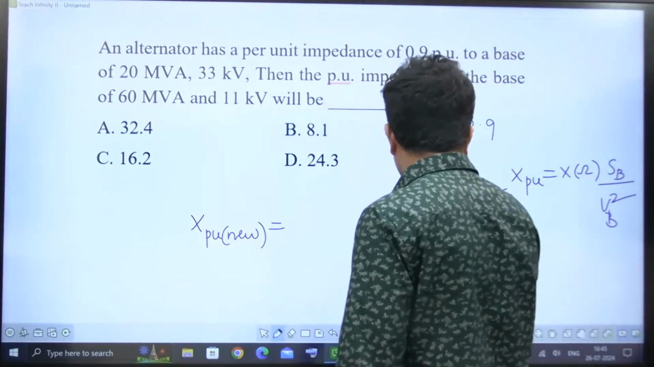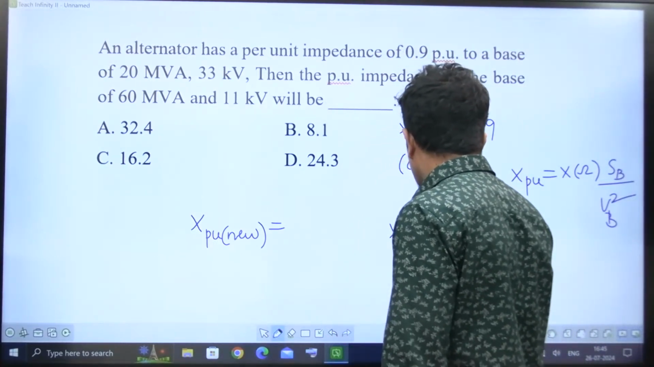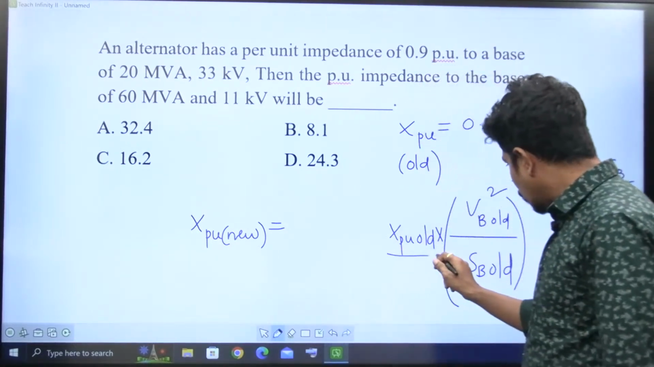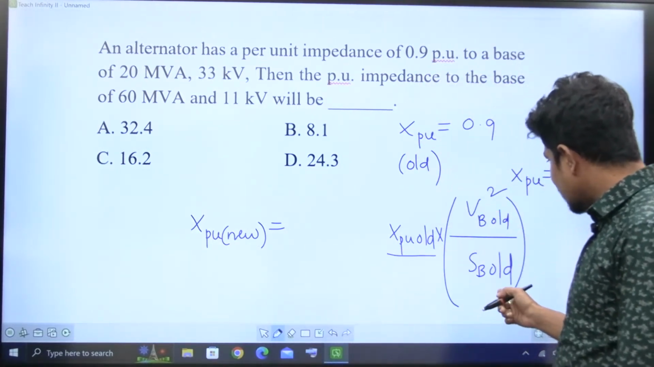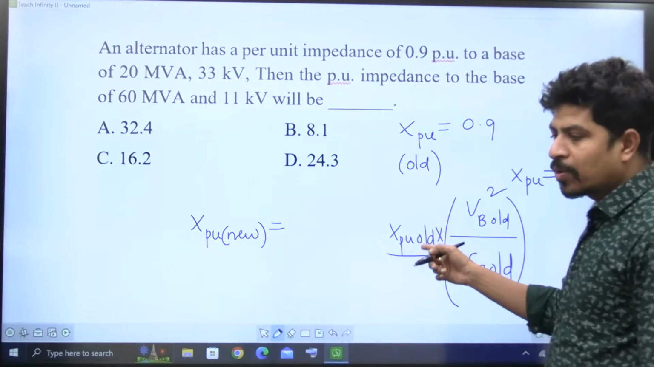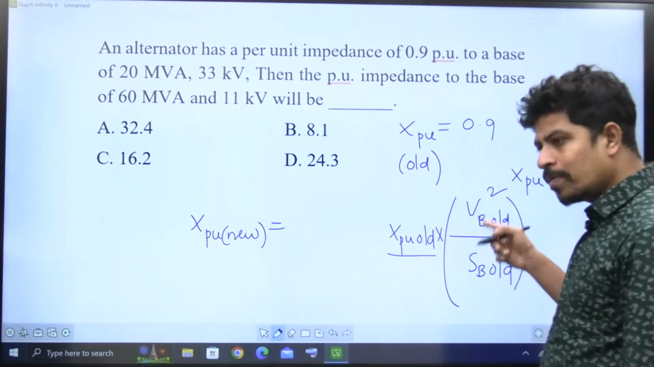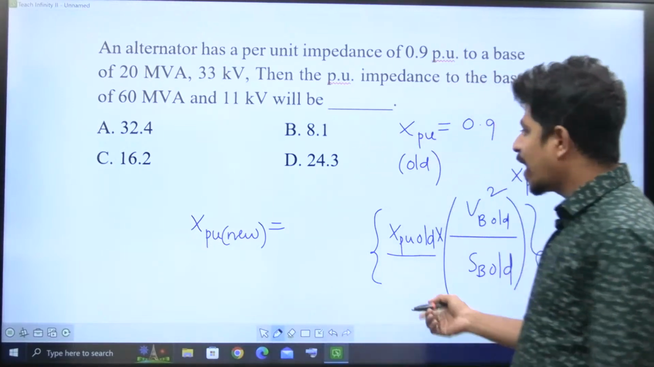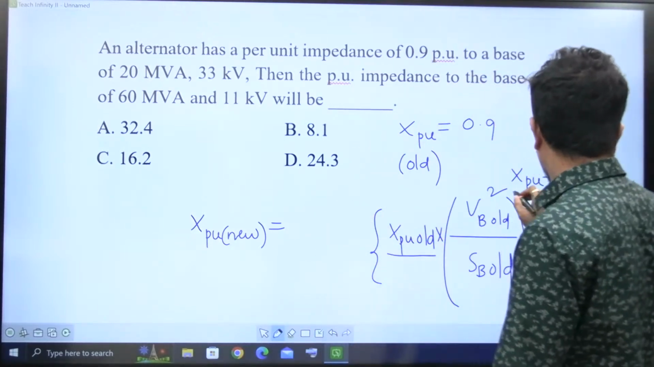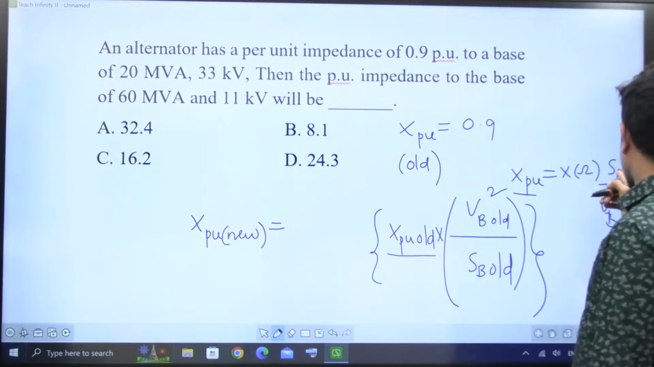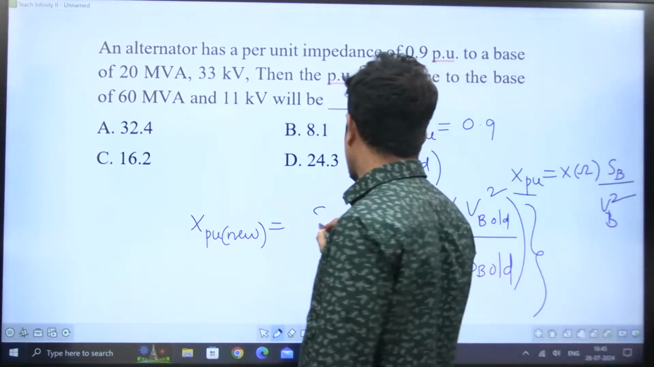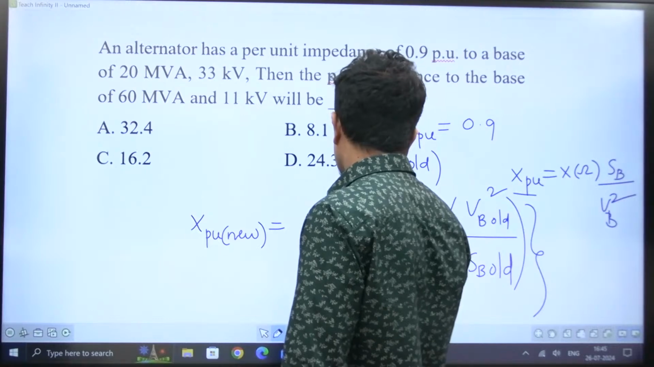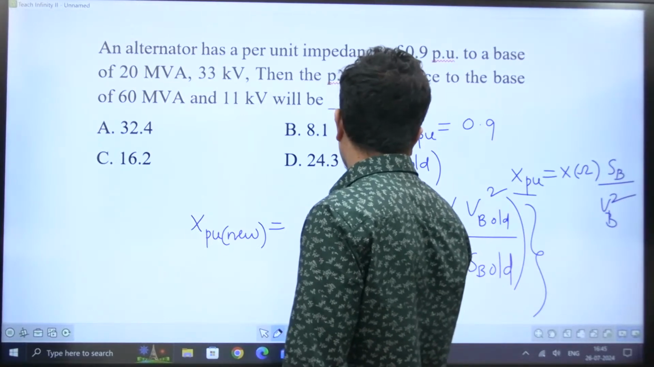Observe here. This is X per unit old. Any per unit value into V base square by S base is nothing but Z base. Per unit value into Z base is going to give you the ohmic value. Now I want to convert this again into per unit on the new base. To get per unit value, you have to multiply with S base new by V base new whole square.